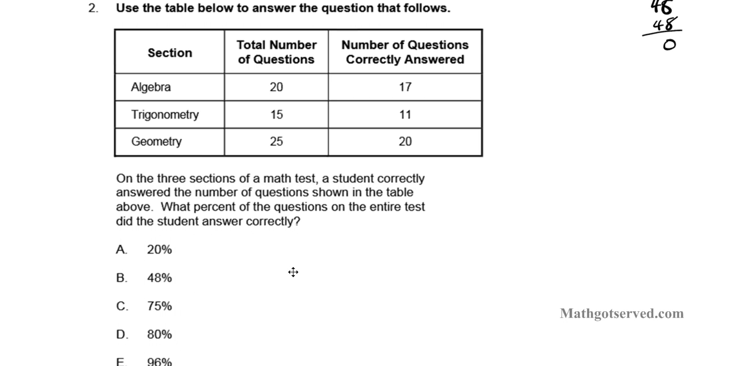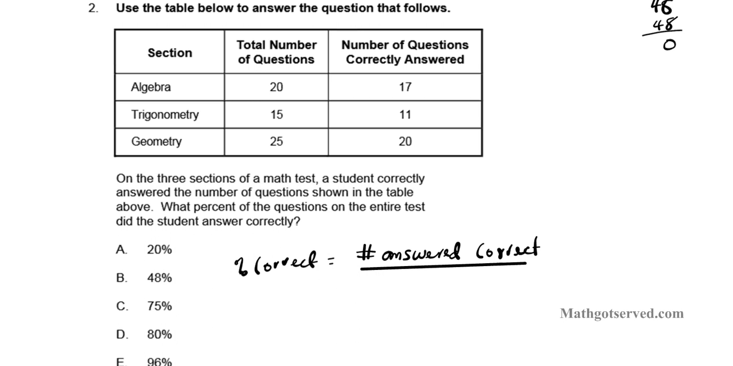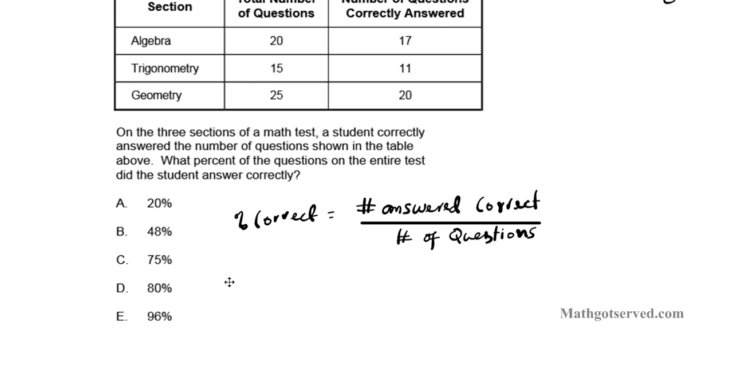Okay, so to get the percent correct, all you simply do in fractional form first is divide the number answered correctly, or the number correct, by the total number of questions. All right, so we're just going to compute the sums first, and then we're going to carry out the division part. So how many questions were answered correctly? Let's find that out.